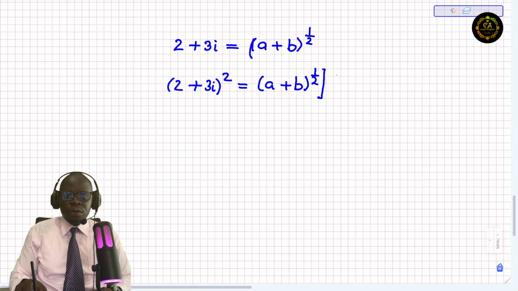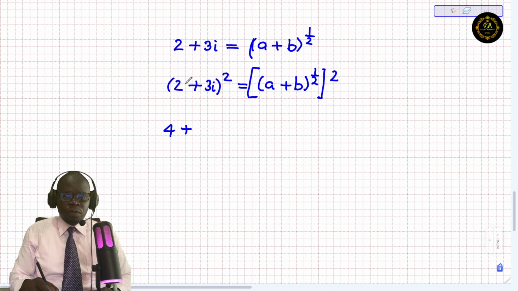Squaring this term, we'll square the first term here to get 4. The term in the middle is the result of multiplying all these three terms together, and we have 2 times 2 is 4, and 4 times 3 is 12i. And this term here is plus, we square this, we get 9, and when we square i, we get i squared. And remember, i squared is always -1.